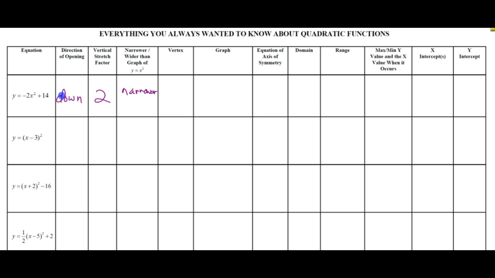Where is its vertex? 0, 14. How do you know? Okay, y-intercept's 14, but why is the vertex there? So is there any left or right? No. That's how you know it's 0. There's no left or right. This one, x minus 3, moves right 3. This does not go left or right, so the x-coordinate is 0 and up 14. Okay, what does it look like?